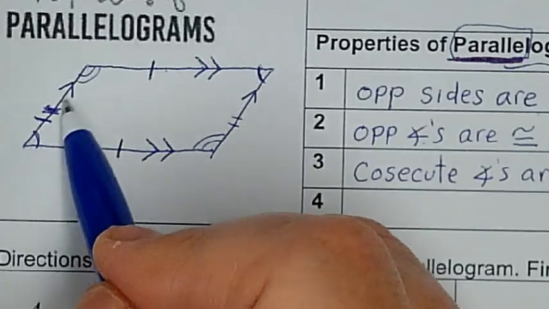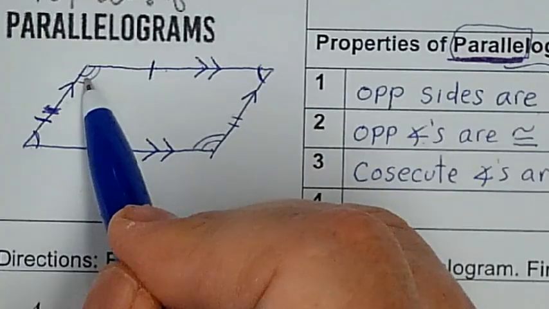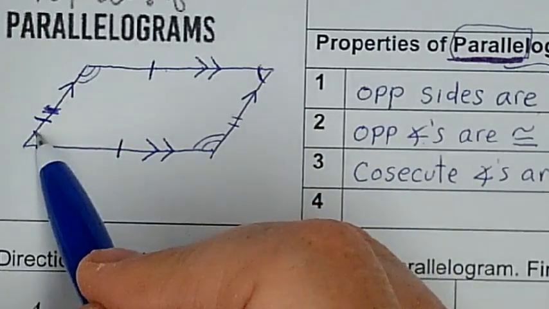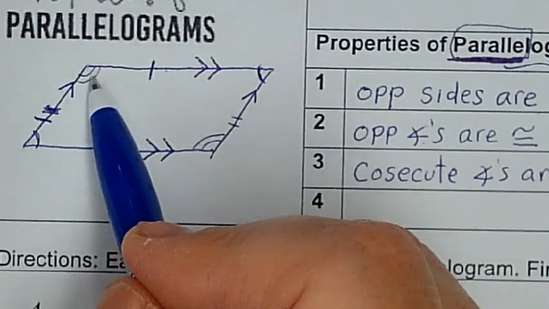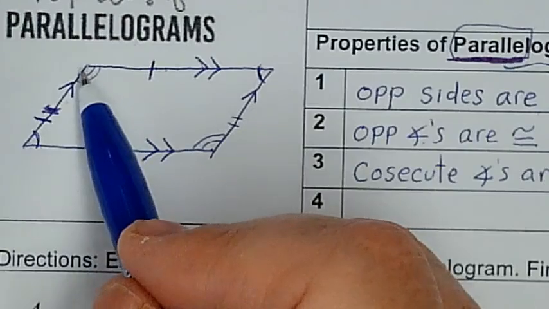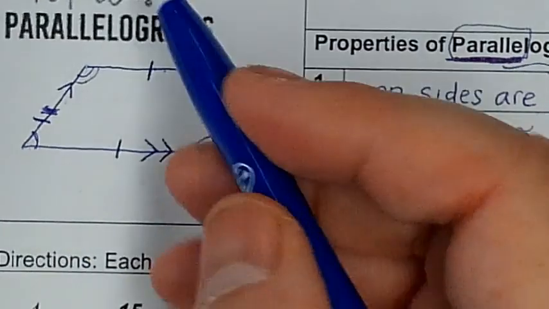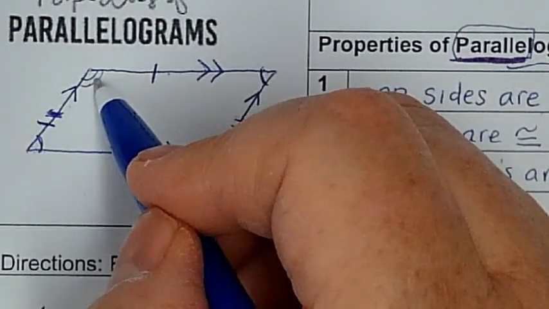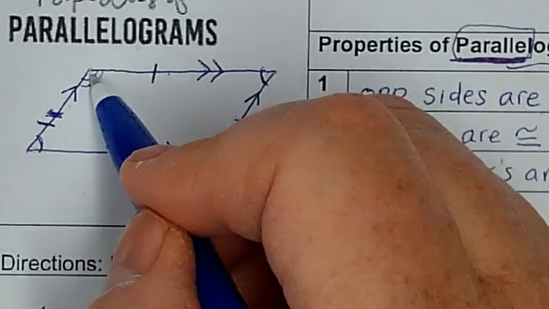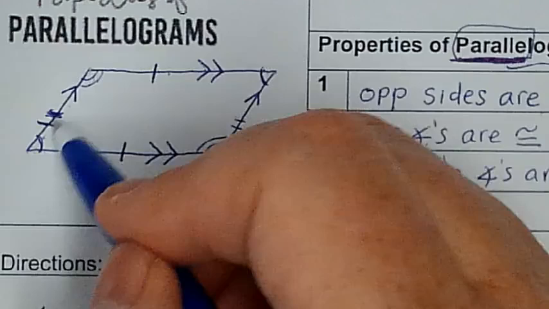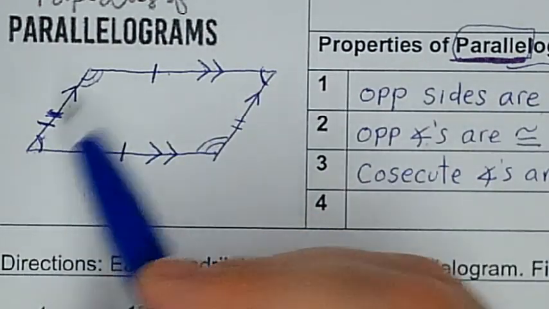Consecutive angles are supplementary. So if this is 100, what does this have to be? Remember, two angles next to each other have to add up to 180 degrees. So if this was 100 degrees, what would that angle be? 80, because 100 plus 80 is 180. That's what makes them supplementary. And since that's 100, then this would be 100, because opposite angles are congruent. Let me move on.